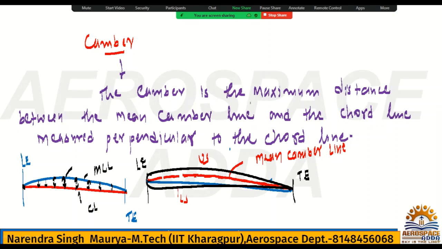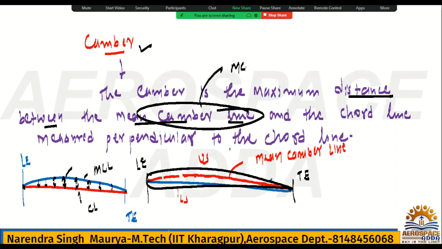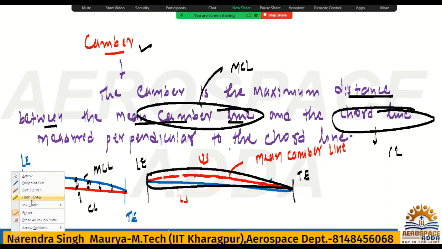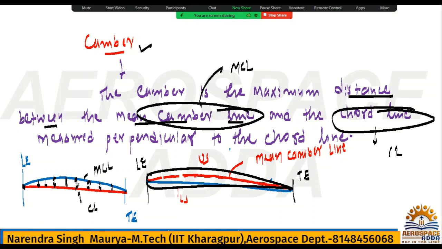So what is the camber? Camber is the maximum distance between the MCL, mean camber line, the whole curve, and the chord line, CL. That measurement should be perpendicular. You got my point? So this is the maximum distance between the MCL and CL, measured perpendicular, called camber. Hope you understood. Okay.